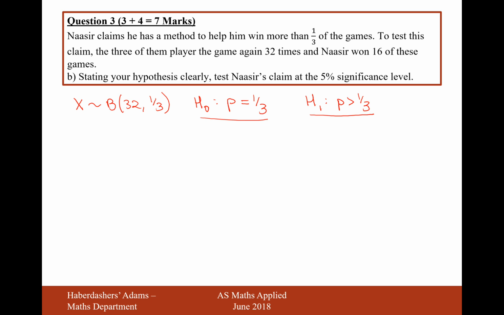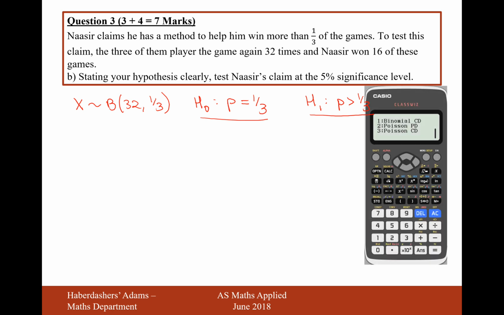So what we have to do to prove whether it's stayed at 1/3 or increased to something more than 1/3 is to go to our calculator, and we'll do a hypothesis test on our calculator. What we need to work out is the probability of x being more than or equal to 16. Now you're probably thinking, well, why more than or equal to 16? Because he's won 16 games.